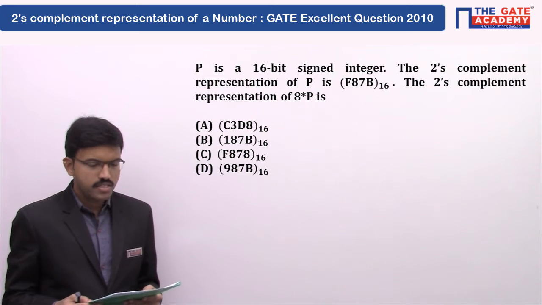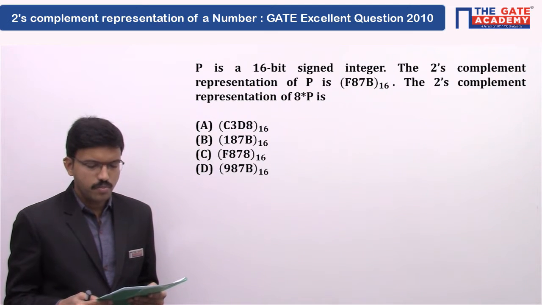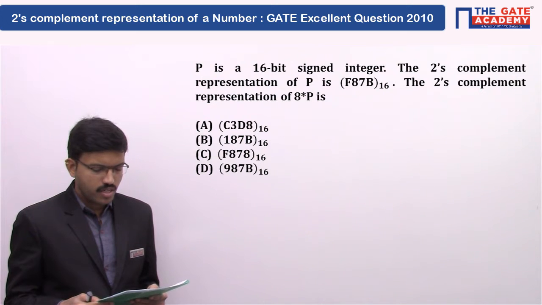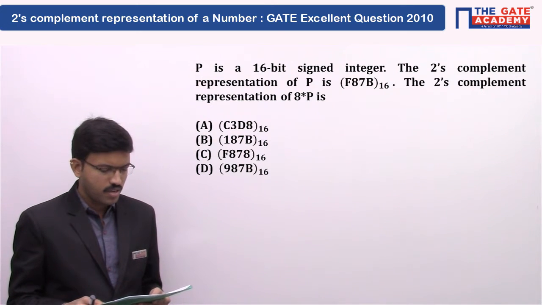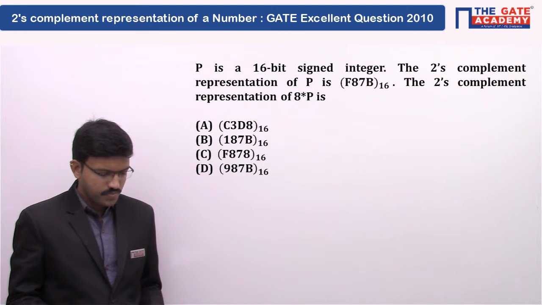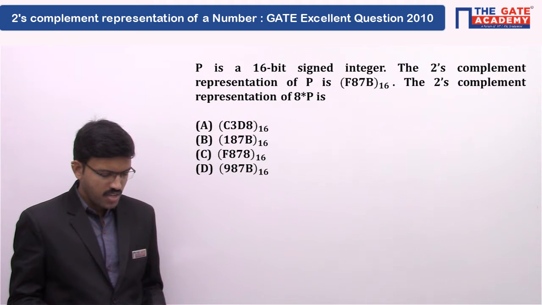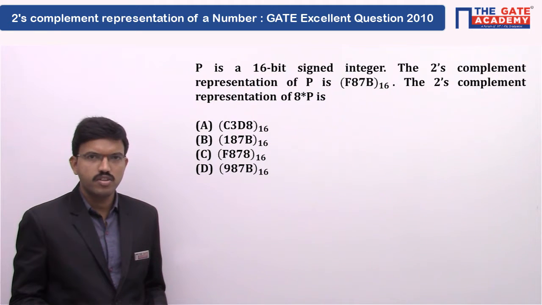P is a 16-bit signed integer. The 2's complement representation of P is F8 7B base 16. The 2's complement representation of 8 times P is: option A, C3 D8 base 16; option B, 18 7B base 16; option C, F8 78 base 16; option D, 98 7B base 16.